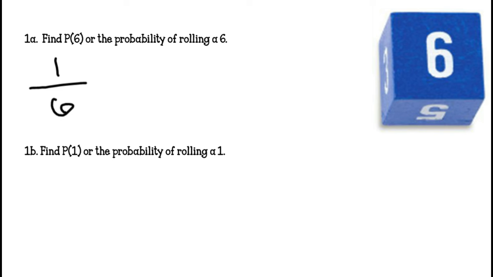Probability of rolling a 1: there are 6 sides, 6 possibilities. And how many of those sides have a 1? 1. So again, the probability of getting a 1 is 1/6.